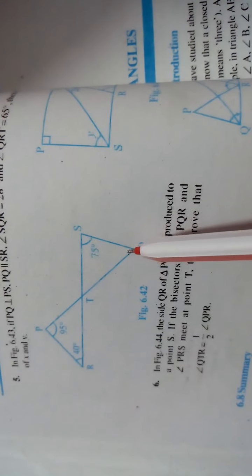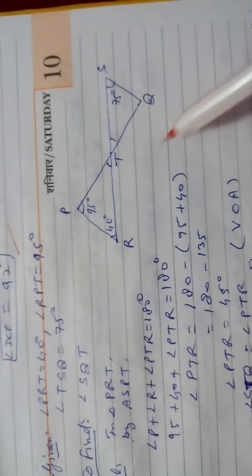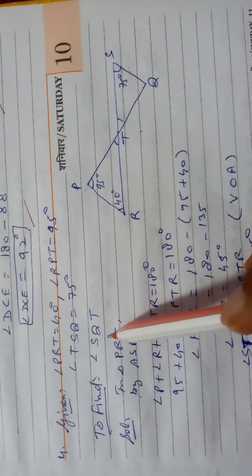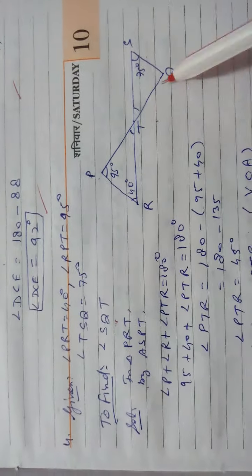Two lines are intersecting and three angles are given. You want to get this angle. Here you see the figure. RS and PQ intersect at T. You want to get angle SQT. The lines are not parallel, otherwise you could get it by alternate interior angles.